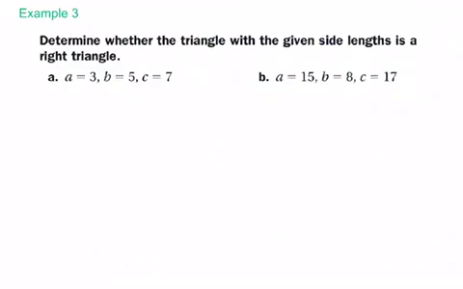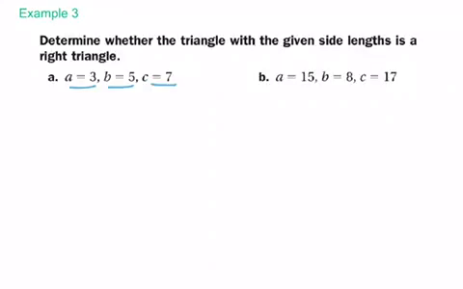All right, so in this example, we have to determine whether the triangle is a right triangle given the lengths. So we have 3 sides, A, B, and C. Now the hypotenuse is always going to be the biggest side. Even though they're labeling it A, B, and C for us now, the hypotenuse, or C, in our Pythagorean theorem equation will always be the biggest number.